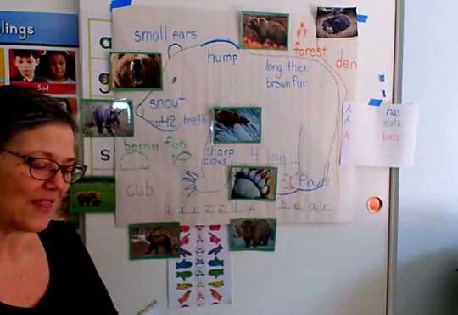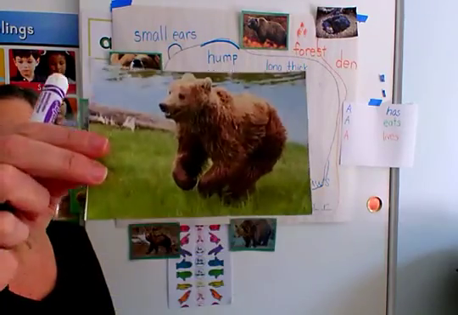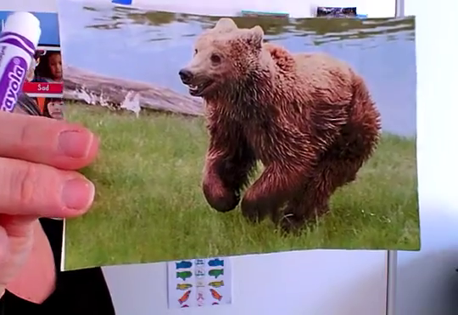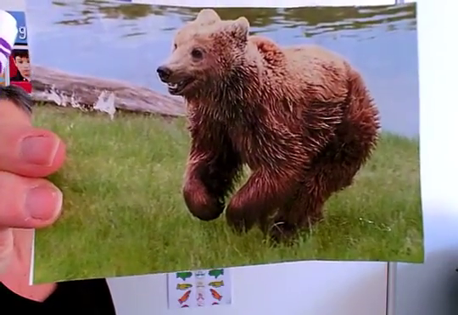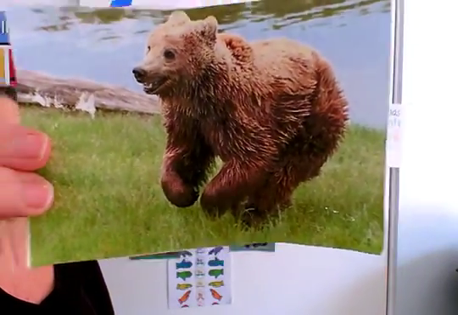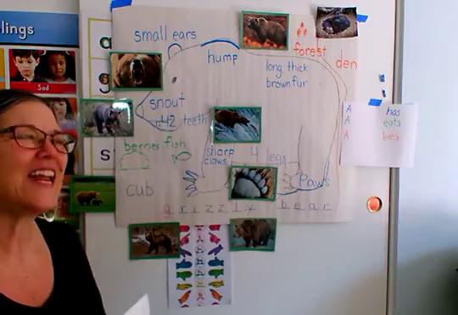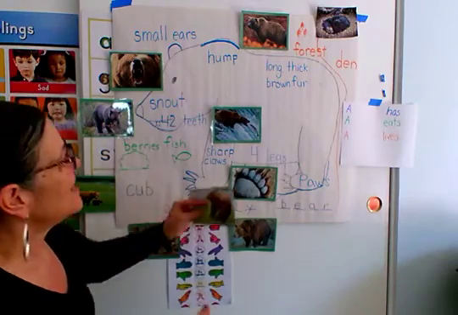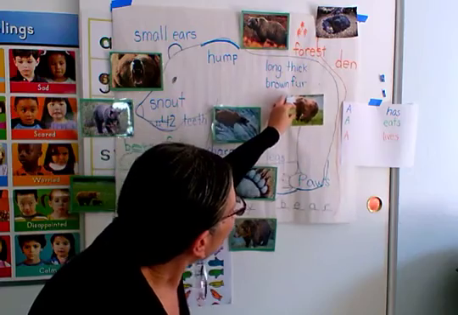Okay, so boys and girls, today we're going to talk about something they can do and how they move. And they can run. Ooh, there's our grizzly bear. And he's about to get going running, and he can run 30 miles an hour. And I'm going to put that right there.